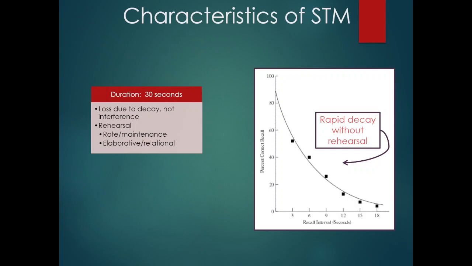So it would be consonant, vowel, consonant, and they would throw out any combinations that are in fact actual three-letter words. So you would be left with nonsense words. And you would teach the learner the list of words using whatever encoding strategy you want. We'll talk more about some strategies that can work. So they learn the list of CVC trigrams and then they get tested either 3 seconds later, 6 seconds later, 9, 12, 15, 18 seconds later. And what you see is very rapid decay without rehearsal.